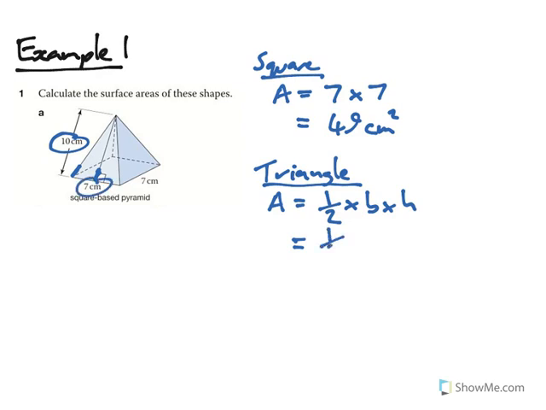So the area of the triangle is going to be half times the base, which is 7, times the height, which is 10. Half times 10 is 5, 5 times 7 is 35. So the area of a triangle is going to be 35 centimetres squared.